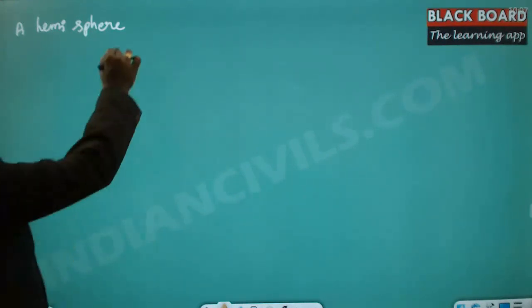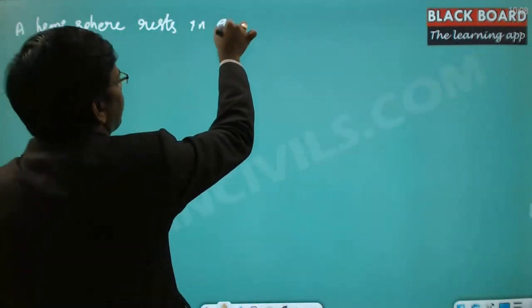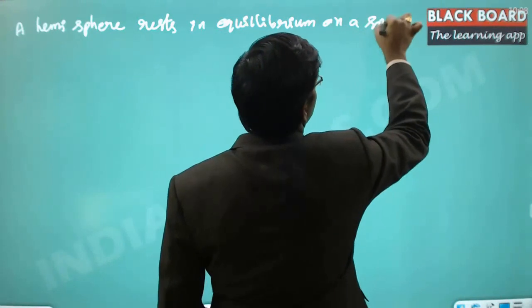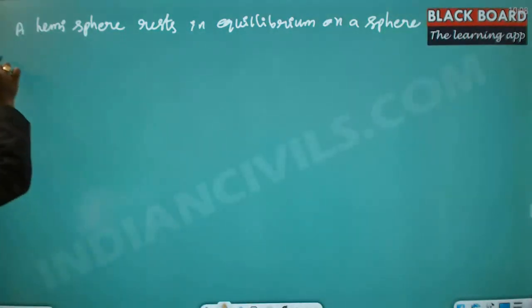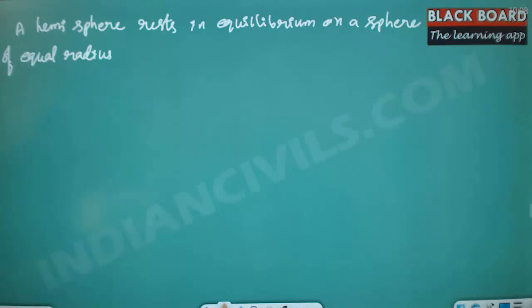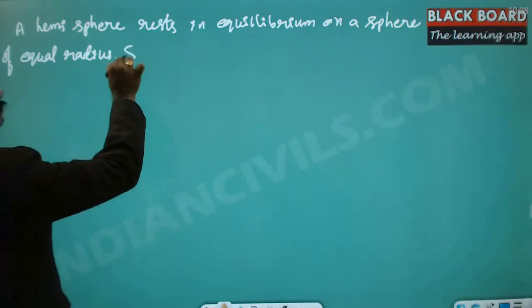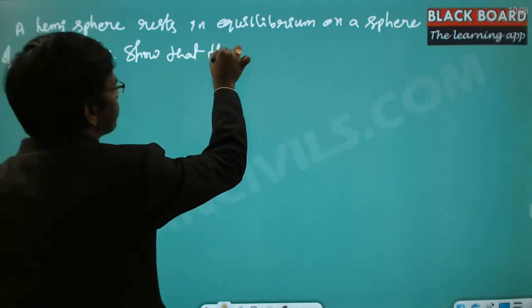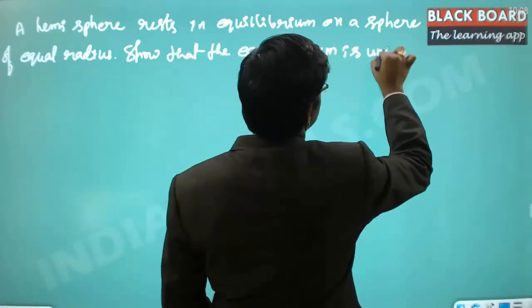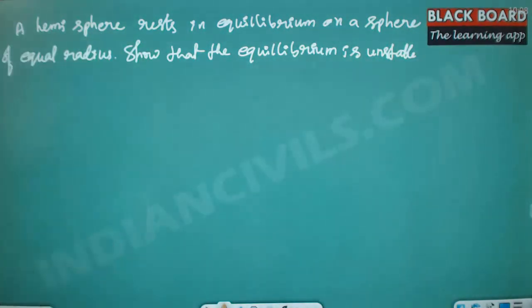The hemisphere rests in equilibrium on a sphere of equal radius. So that the equilibrium is unstable.